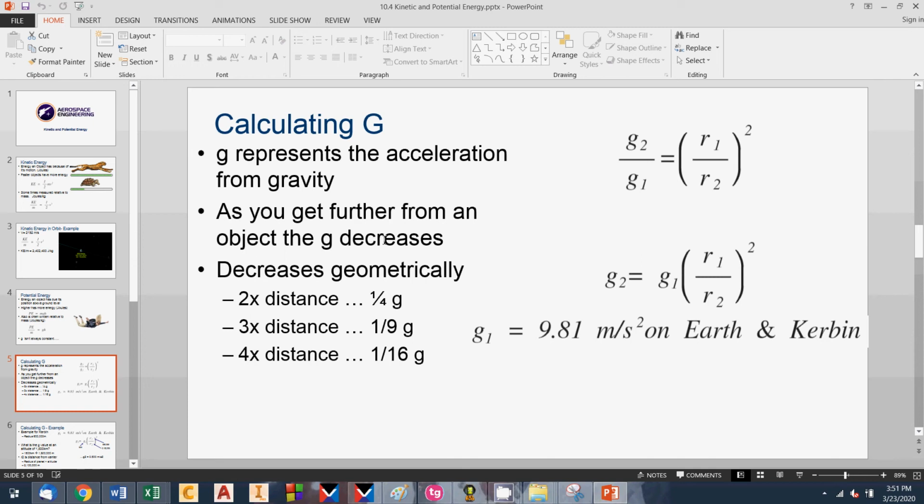All right. Notice, since it's squared, this decreases geometrically. If I double this distance, so I've gone from 600,000 to 1.2 million meters, this becomes a half, and when I square it, it becomes a fourth. So if I double the distance, I have 1/4 the G value, 3 times the distance, 1/9, etc. And you see how it drops off geometrically there.